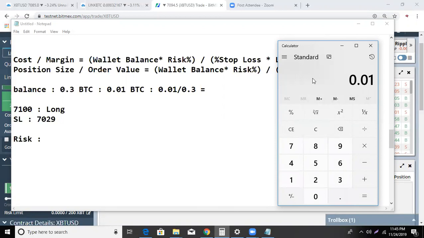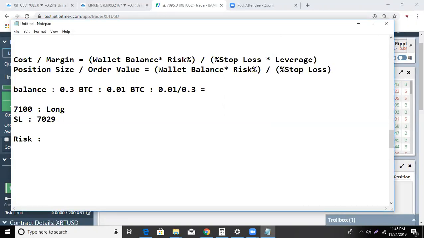So 0.01 divided by 0.3, multiplied by 100. So it's 3.33%, right? So what is my risk? 3.33%. So I'm ready to use 3.33%, and that is the maximum risk I will use in any trade. I have decided. This is the first thing you need to decide before you open your account. Are you getting me? So I've decided 3.33.